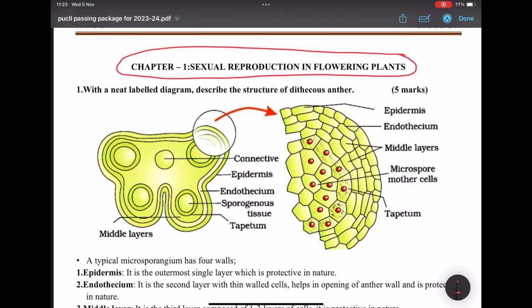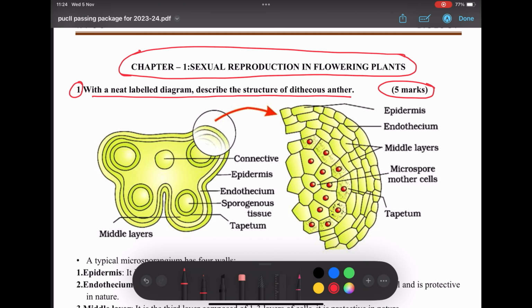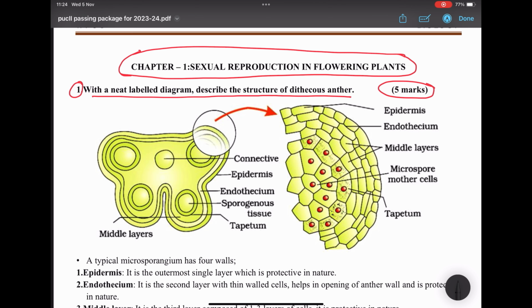Sexual reproduction in flowering plants. Theory board exam preparation 2025. First question: write a neat labeled diagram. Describe the structure of a dithecous anther. It will be asked for 5 marks.